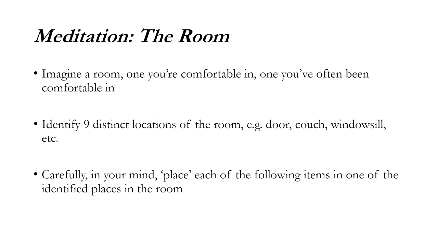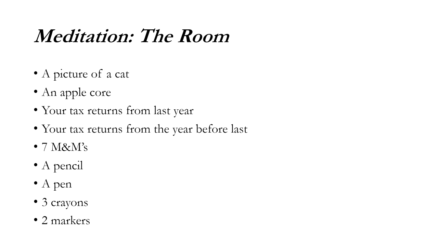Imagine a room you're comfortable in, that you've been comfortable in before. And I'd like for you to identify 9 distinct locations of the room, like a door or a couch, a windowsill. I want you to carefully, in your mind, place each of the following items in one of the identified places in the room. A picture of a cat, an apple core, your tax returns from last year, your tax returns from the year before last, 7 M&Ms, a pencil, a pen, 3 crayons, and 2 markers.